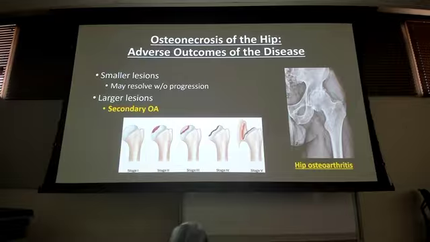But if you have larger lesions, what they're getting at here is that you can have secondary osteoarthritis. So what does that mean? That means if they got to a point where the lesions got larger and then either regressed or were successfully treated, can they still go on to have osteoarthritis? The answer is yes.